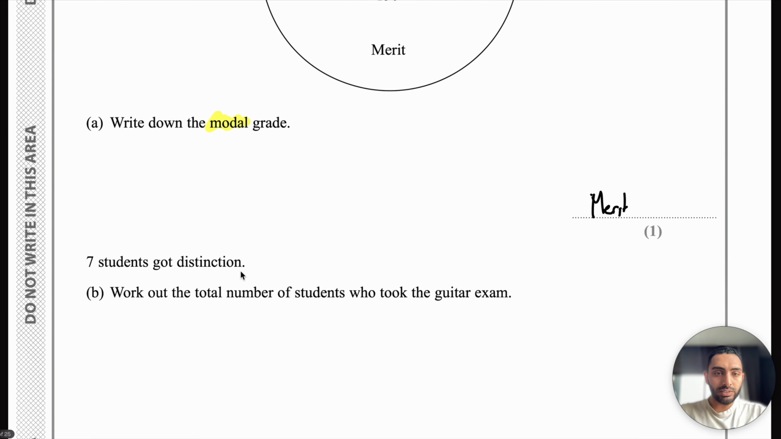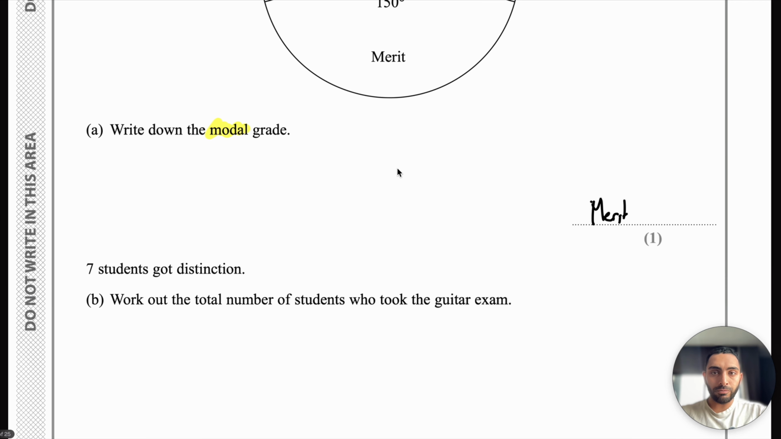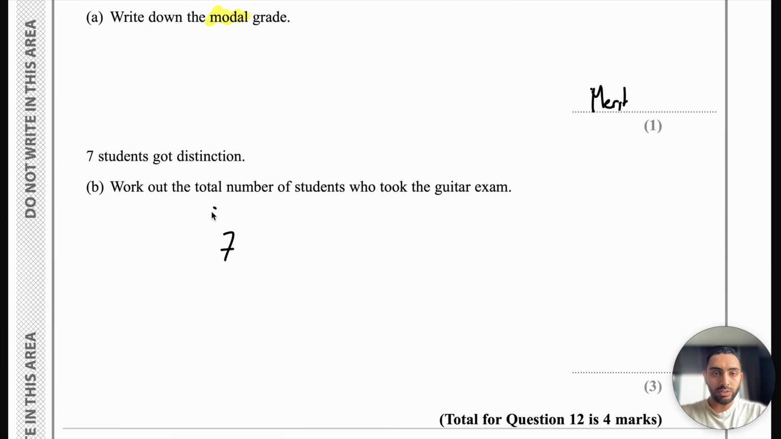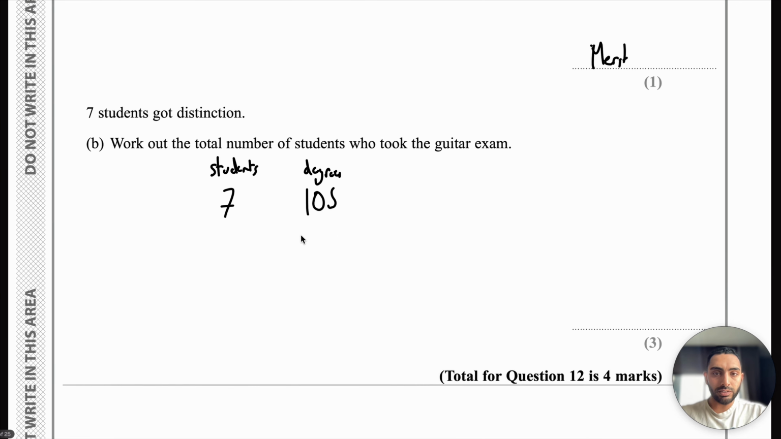7 students got distinction. Work out the total number of students who took the guitar exam. If we know 7 students got a distinction, which is 105 degrees, let's just write that. So 7 students, which was worth 105 degrees. In a pie chart, what do all of the angles add up to? We've got angles around a point, so it would add up to 360. So we're trying to find what 360 degrees are.